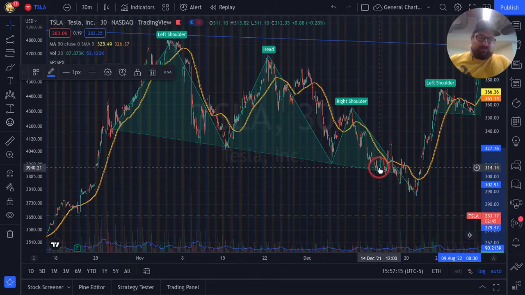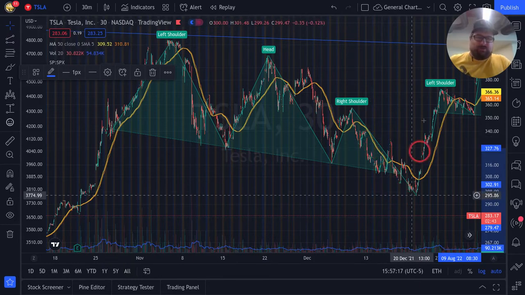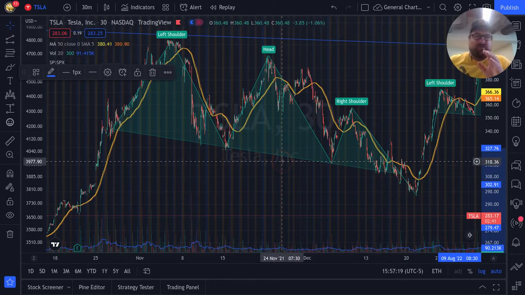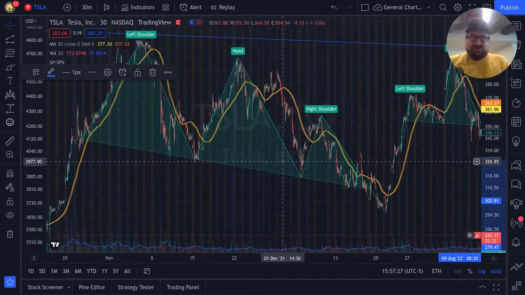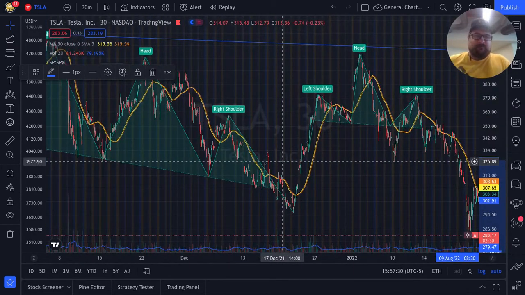I'm not really looking at what happens afterwards here. I'm just looking to see, does it fit the pattern very well? That way I can tell with relative certainty, of course market forces are very complex, that we can get something predictable here.